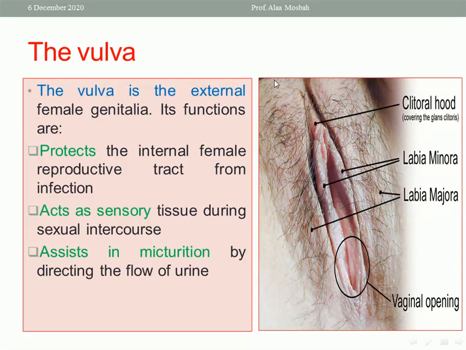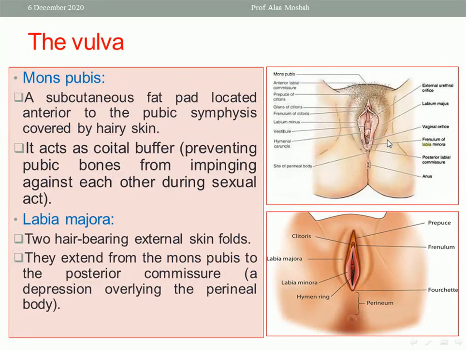As you see in the picture, here is the mons veneris, here is the labia majora, hairy, here is the labia minora, delicate skin, here is the fourchette, and here is the posterior commissure. Let us speak about everything in detail. Let us start with the mons pubis. This is the mons pubis, a pad of fat covered by skin. This skin is hairy. It acts as a coital buffer, preventing the pubic bones from impinging against each other during the sexual act.